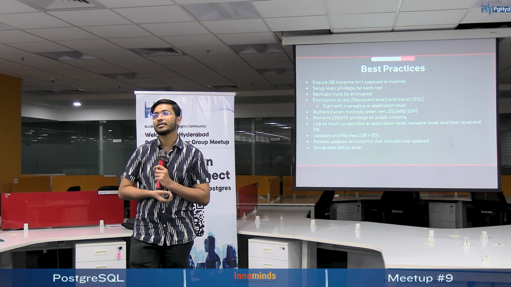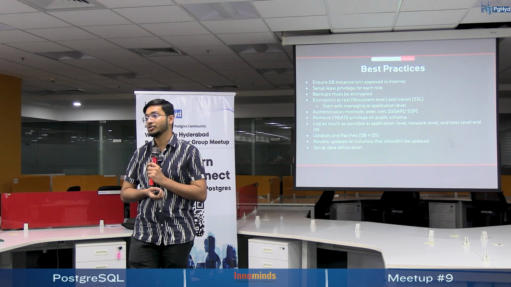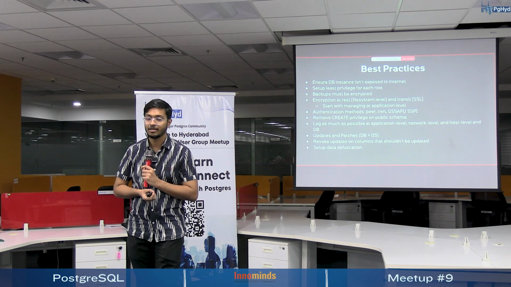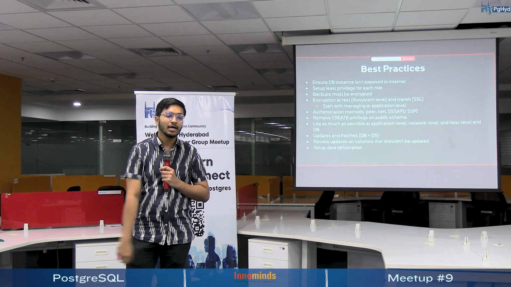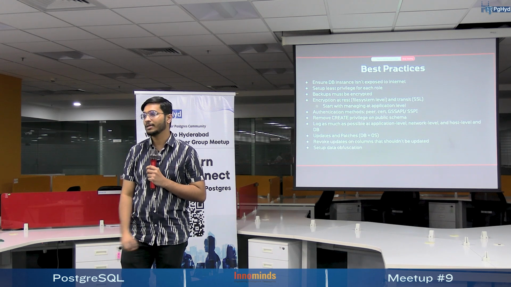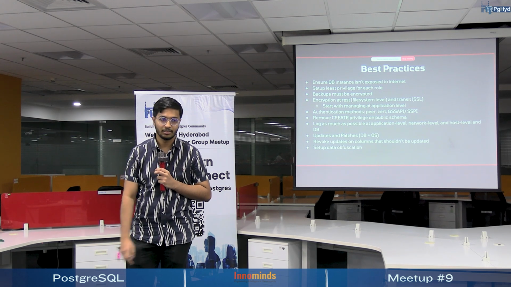Then revoke updates on columns that should not be updated. In case you are looking at a column like last updated app, do you really want it to get updated? Think about it, revoke privileges wherever needed, and set up data obfuscation or masking when you start thinking about logging.